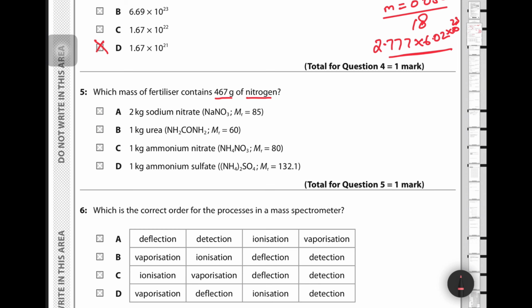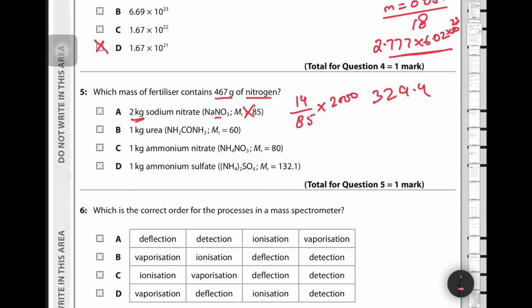Which mass of fertilizer contains this many grams of nitrogen? So let's first see A. In this formula there is only one nitrogen, right? If I find the AR of this one, it's 14 upon 85 into 2000 because it's 2 kg. If you solve this, 14 divided by 85 into 2000, the mass is 329.4. So this is not my answer.